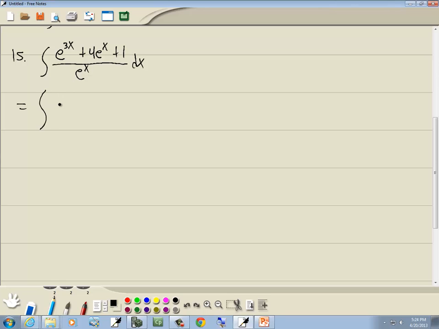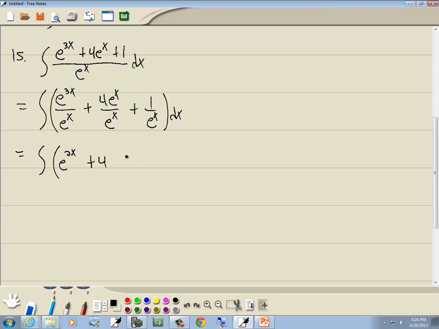So I'm going to split this into separate fractions. I'm going to have e to the 3x over e to the x plus 4e to the x over e to the x plus 1 over e to the x dx. Now if you have e to a power over e to a power, you subtract the exponents. 3x minus x gives us 2x, so we're going to have e to the 2x. These e to the x's cancel, and we've got plus 4. And this e to the x we'll take up on top and it becomes e to the negative x dx.